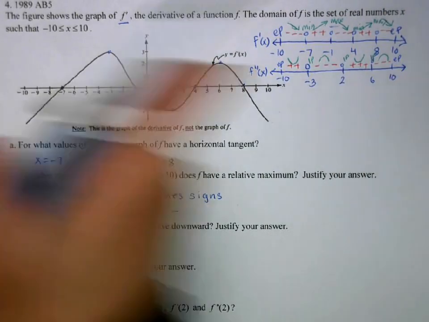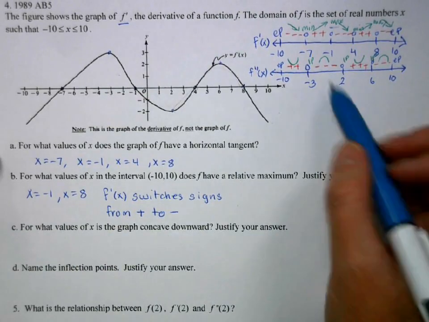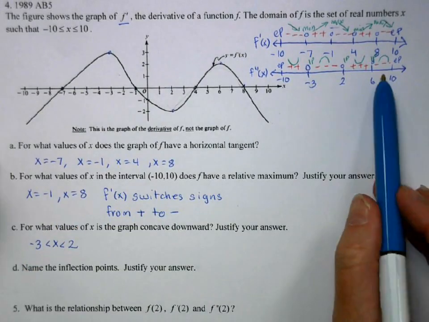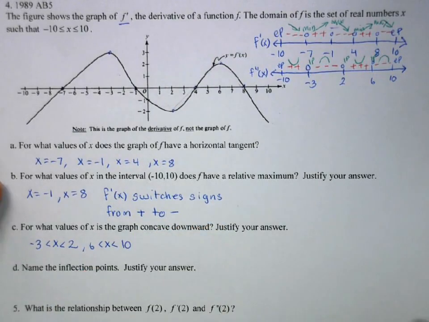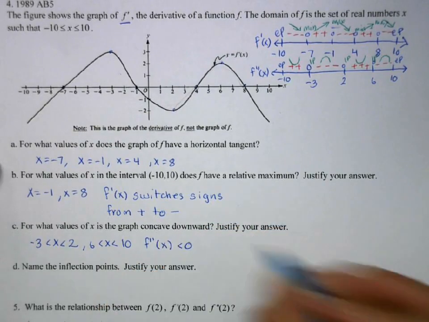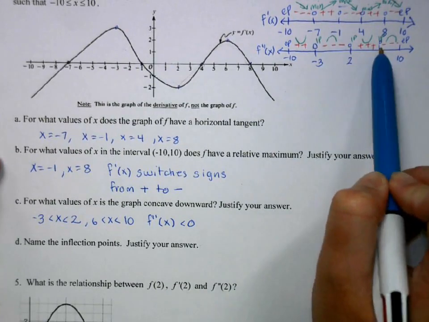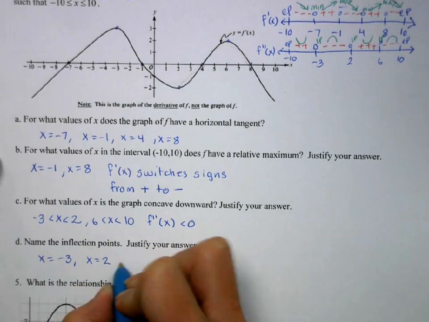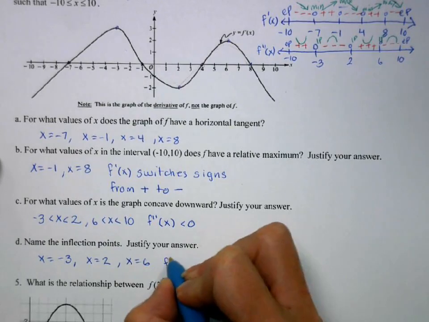So for what values of x is it concave down, that's going to be from -3 to 2, and then 6 to 10. And our justification, no matter how you arrive at the conclusion, is simply because the second derivative is less than 0. Okay, and then the inflection points we established were at these 3 changes in concavity. x equals -3, x equals 2, x equals 6. Why? Because f double prime of x switches signs.